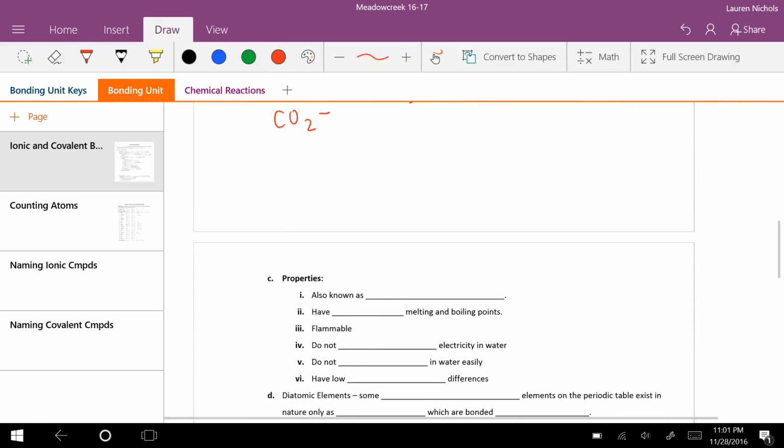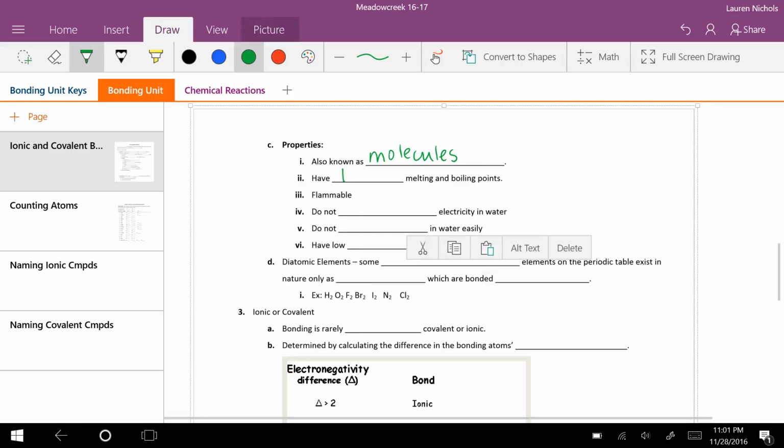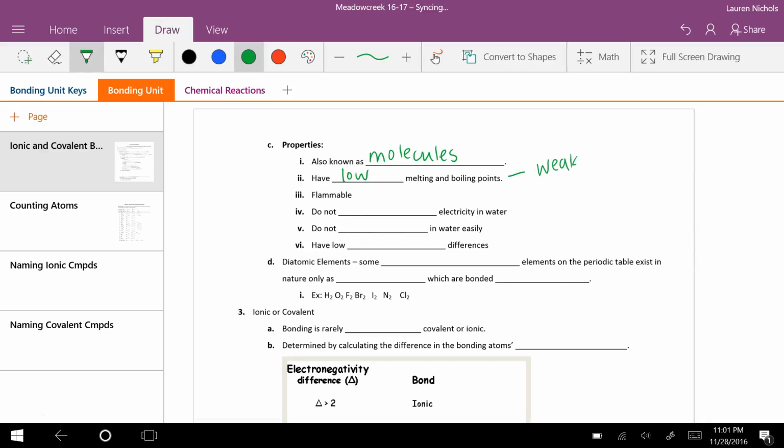So let's look at the properties of a covalent compound. A covalent compound is also known as a molecule. So ionic compounds are formula units, covalent compounds are molecules, and they have very low melting and boiling points. This is because their bonds are weaker than ionic. It doesn't take as much energy to go through a covalent compound. They're usually flammable, and they do not conduct electricity in water.